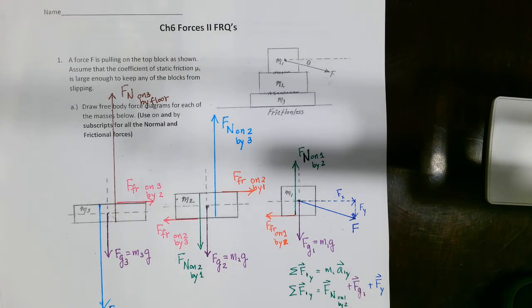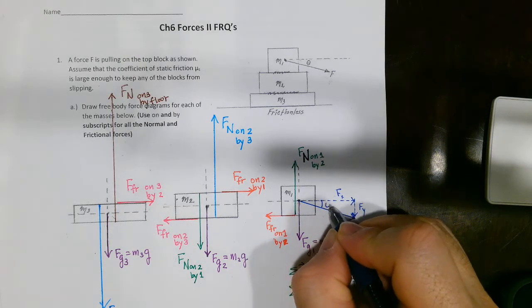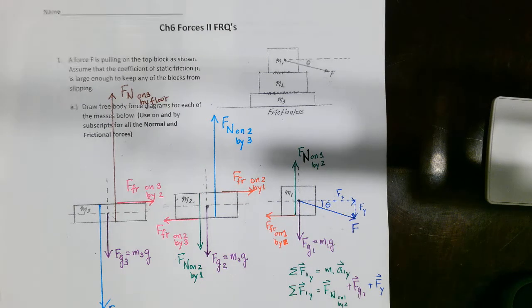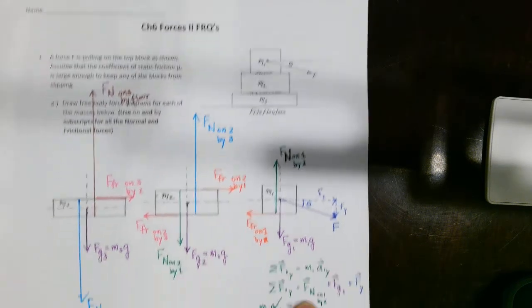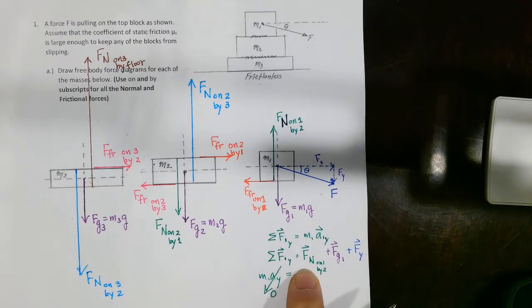Now, this is angle theta right here. So M1AY is equal to, now this goes to 0, obviously. Here, my F normal is positive.